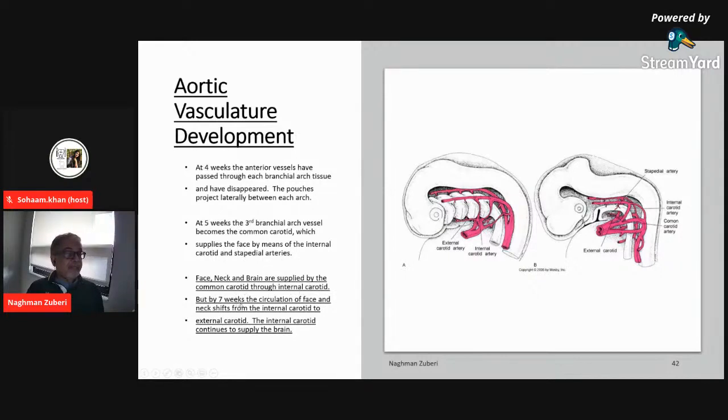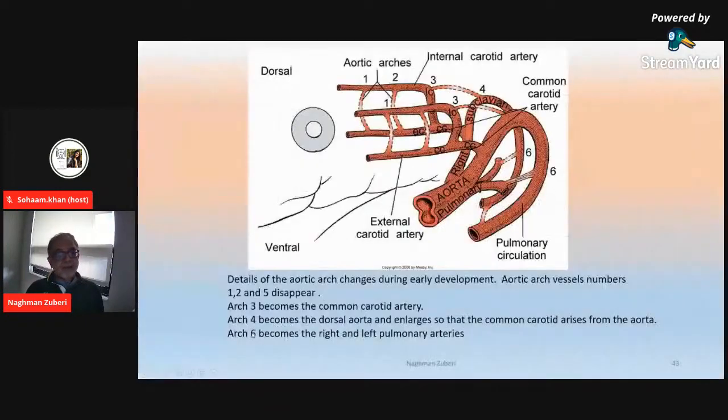But by 7 weeks, the circulation of the face and neck shifts from the internal carotid to the external carotid. Before that, it was just internal carotid. The internal carotid continues to supply the brain.